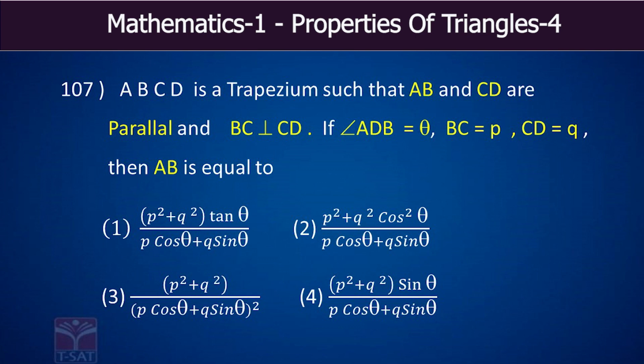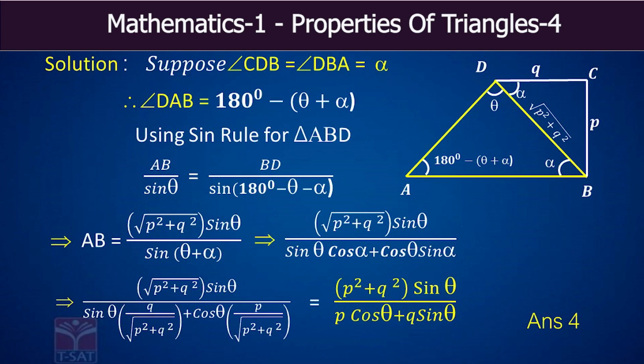If angle ADB is equal to theta and BC is equal to P, CD is equal to Q, then AB is equal to (P square plus Q square) tan theta by (P cos theta plus Q sin theta). Now, suppose angle CDB is equal to angle DBA, each is equal to alpha, because parallel lines, so the alternate angles must be equal.